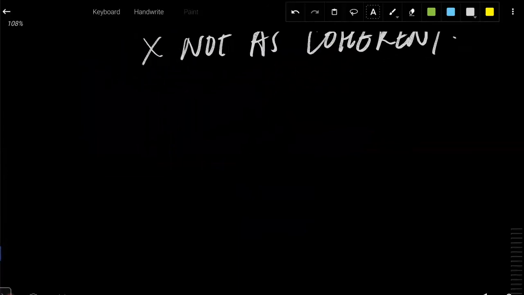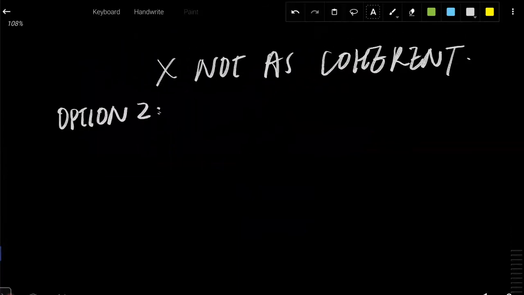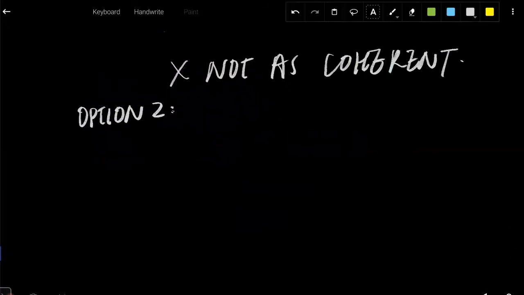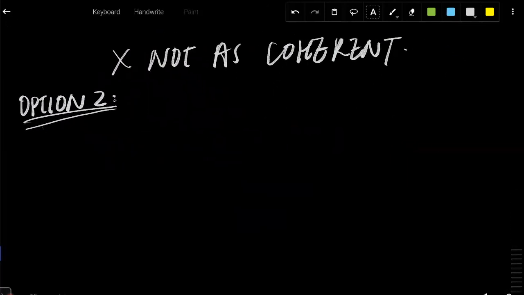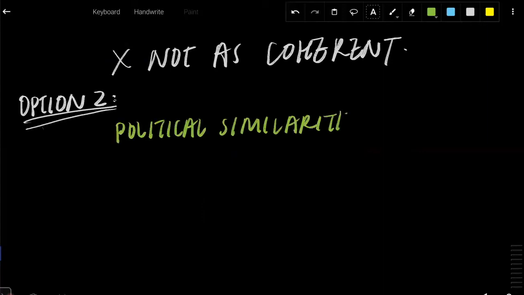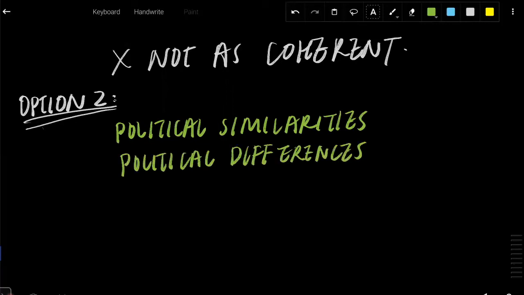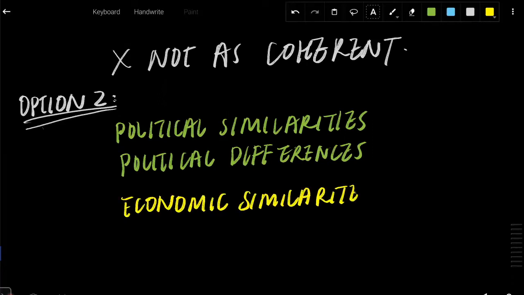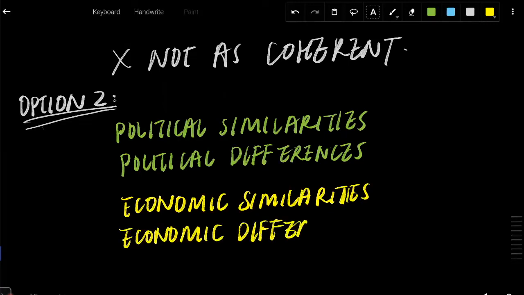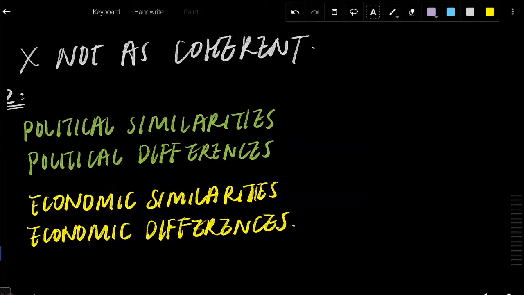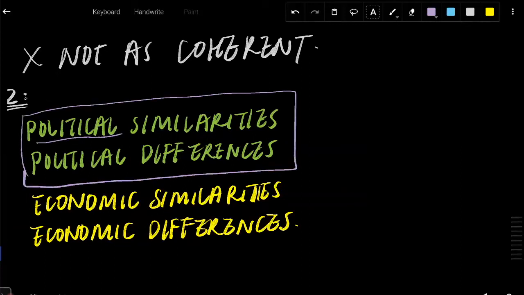Whereas the second option is to focus on a single aspect. For example, you focus on political similarities and differences first, and then we focus on economic similarities and differences. So this time we focus on the similarities and differences of a single aspect first before moving to the similarities and differences of the next aspect.